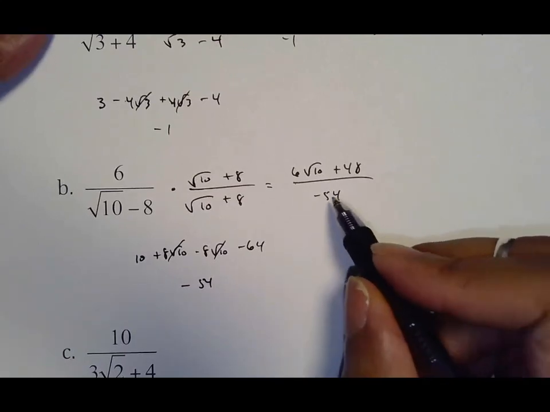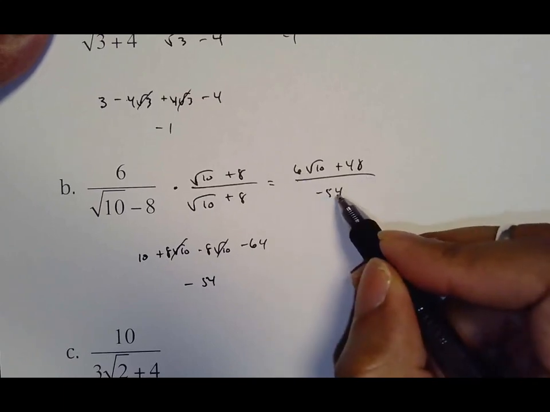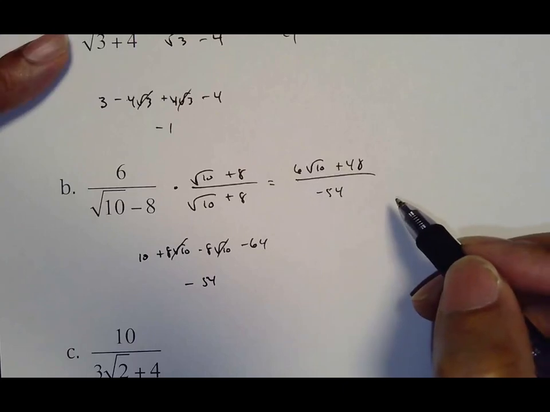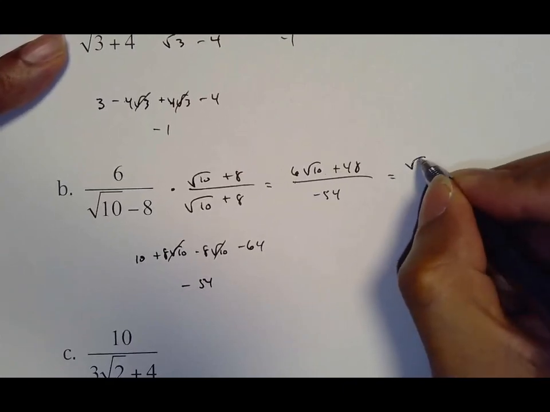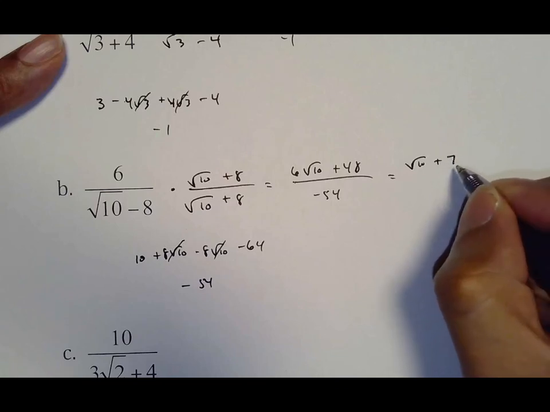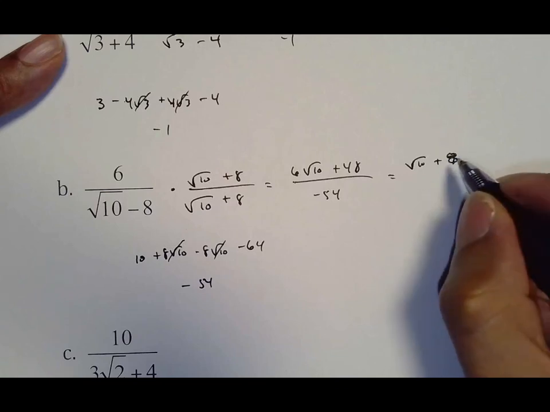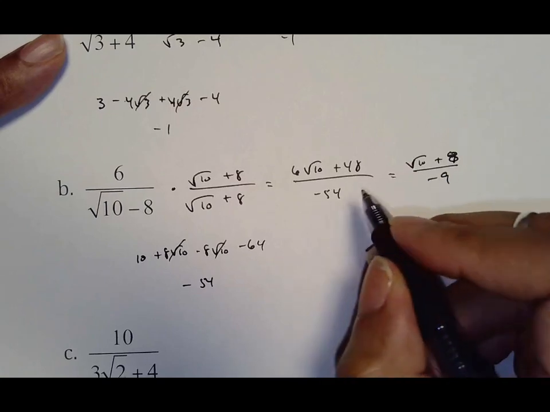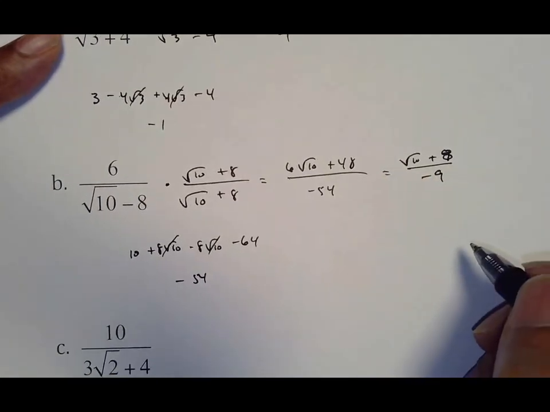So what does that mean? Let's look at all of our outside numbers. 6, 54, and 48, I believe, are all divisible by 6. So I'll turn that into root 10, because that's divided by 6, plus 8, because 8 times 6 is 48, over negative 9, because again, divided by 6, all those break down.